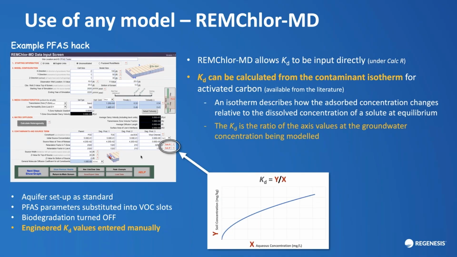It can be plotted out, and in simple terms, the KD is then the ratio of the axis values of that isotherm plot at the groundwater concentration being modeled. So for example, if I was dealing with a concentration of whatever this point is for PFAS species number 1, then I can read from the isotherm or calculate from the isotherm what the equivalent sorbed mass will be on the carbon at that point. And if I look at the ratio of those concentrations and do a bit of extra math, then I can work out what the actual KD is, really just correcting for the quantity of activated carbon in the system. So it's a reasonably simple approach. This calculation has to be done manually. It's not a part of REMCLAW MD.